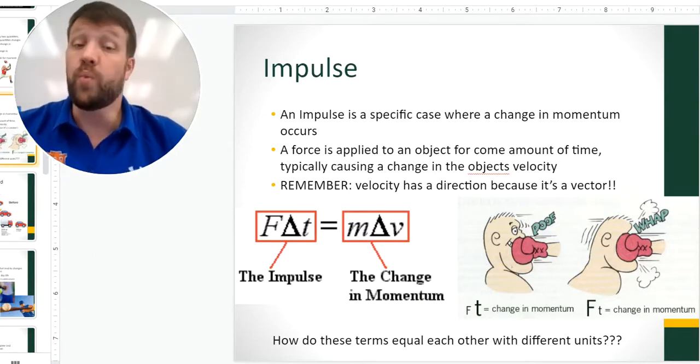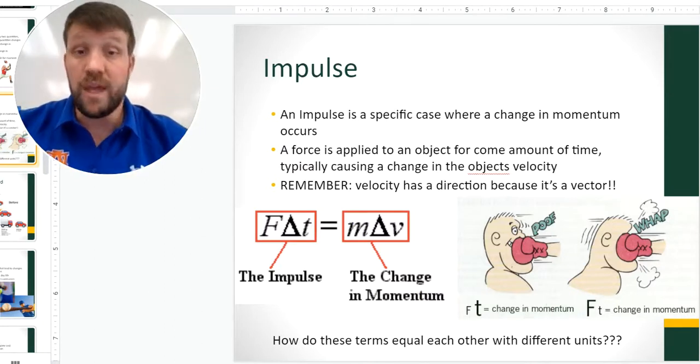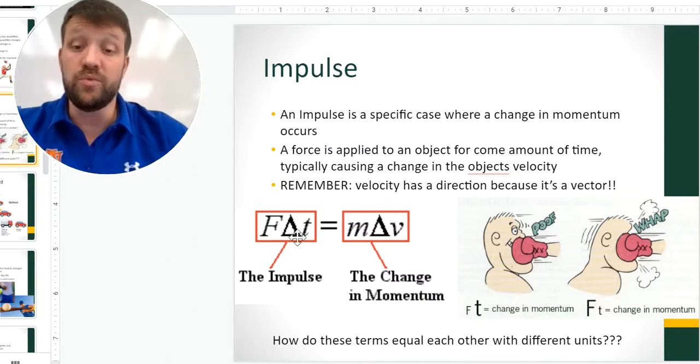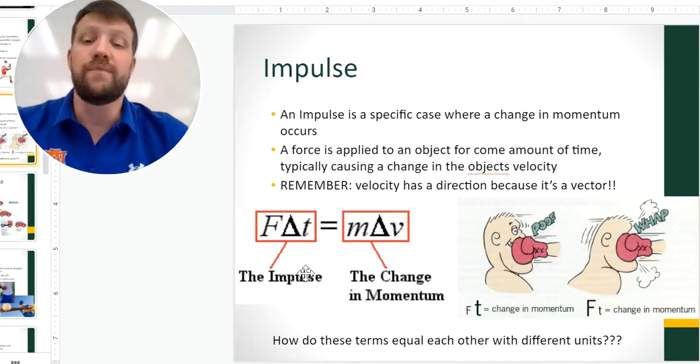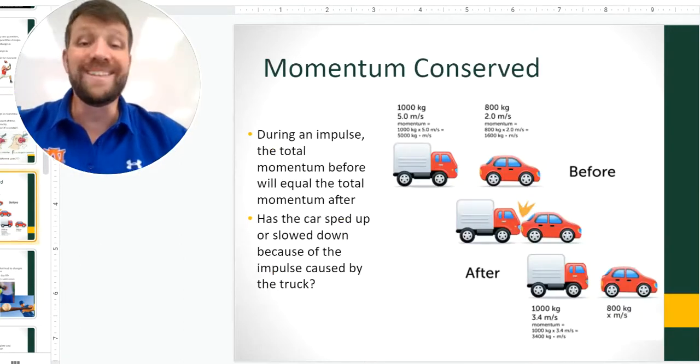Now, there is no new unit that comes with momentum and impulse, okay? So if you have an impulse applied, you'll typically just see newtons times seconds. If you have a momentum of an object, you'll typically just see kilograms times meters divided by seconds, okay? So no new units for this. All right, now momentum is conserved.